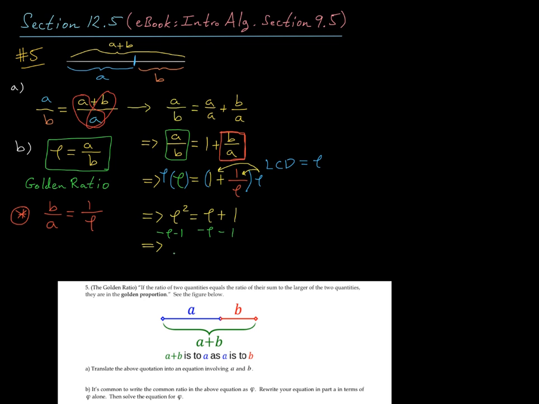And so that's going to give us this equation: phi squared minus phi minus 1 is equal to 0. This is a quadratic equation, and I can label the coefficients: a equals 1, b, the coefficient of phi, is negative 1, and my c value is negative 1. All right, now let's solve this using the quadratic formula.